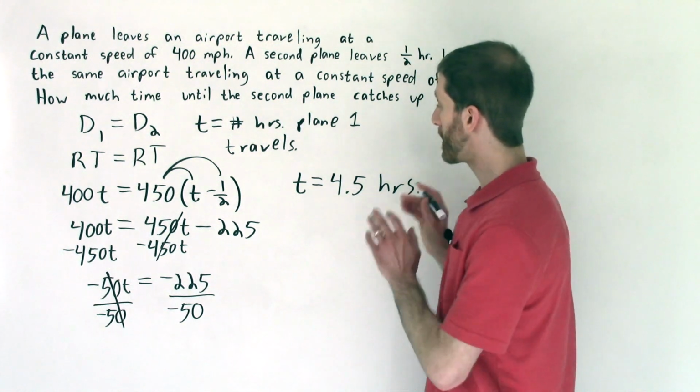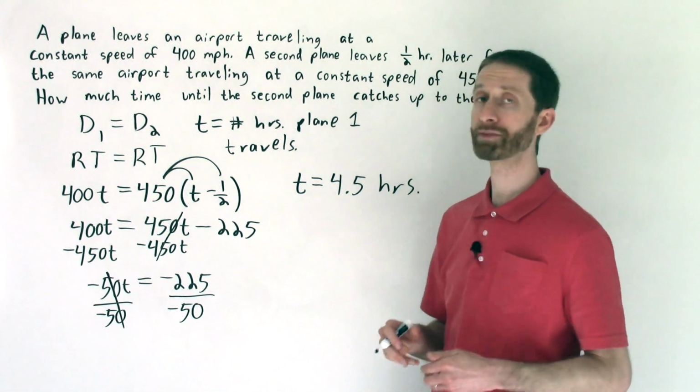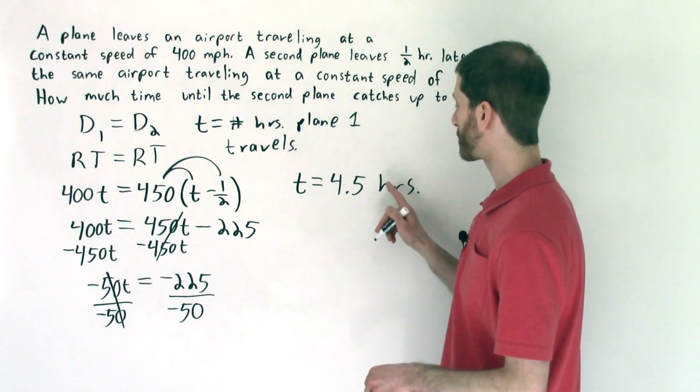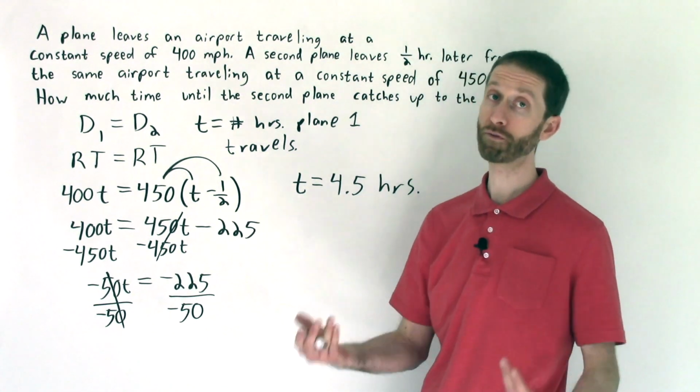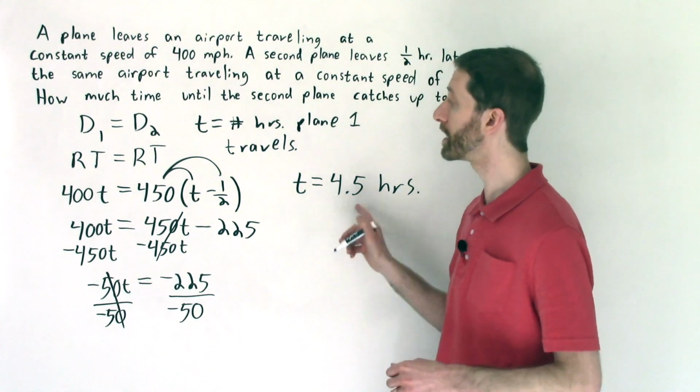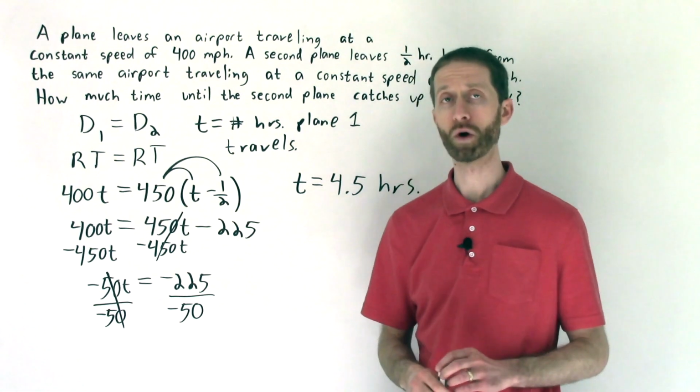Now, if the question asks how much time since plane 2 has left, you'd have to take the 4.5 hours and subtract a half hour to find that it was 4 hours since plane 2 left, because t is the amount of time since plane 1 left.